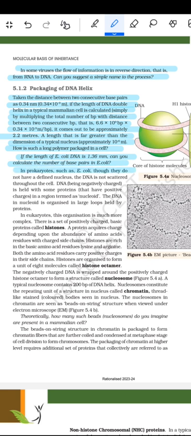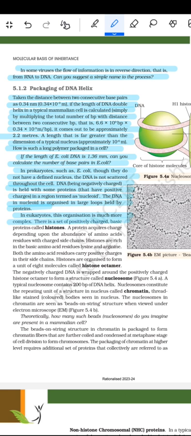In the prokaryotes such as E. coli, though they do not have a defined nucleus, the DNA is not scattered throughout the cell. DNA, being negatively charged, is held with some proteins that have positive charge in a region termed the nucleoid. The DNA in the nucleoid is organized in large loops held by the proteins. In eukaryotes, this organization is much more complex.